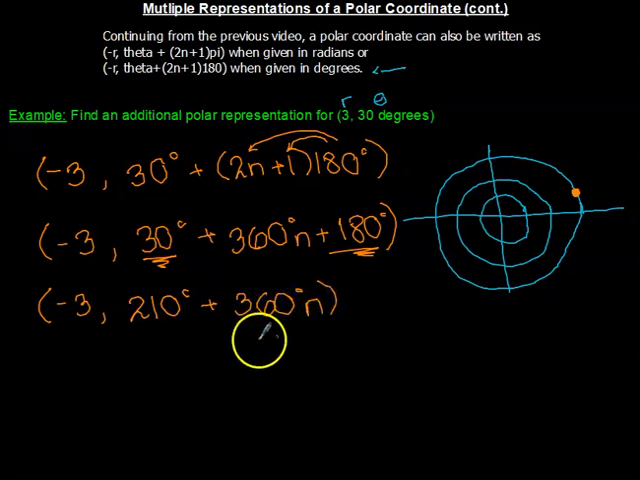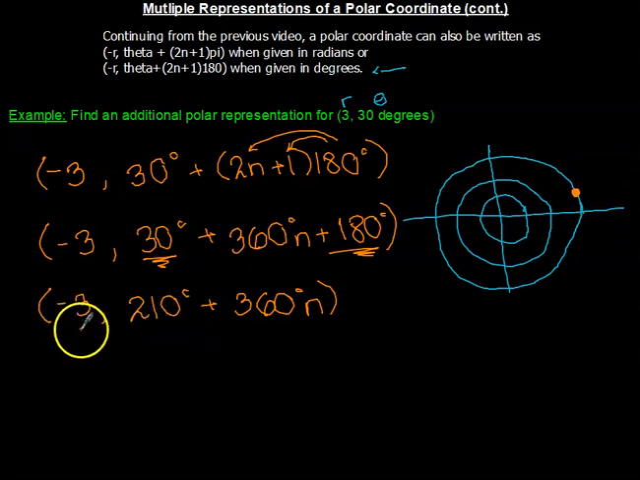Now we know that 360 compensates for how many times you want to go around the circle. So we don't actually use this for the graph. It's just because if I were at 30 degrees and I go around the circle once, where n is 1, I'm right back where I started. If n was 2 and I go around the circle twice, I'm still right back where I started. So what I'm going to focus on is plotting negative 3, 210 degrees.